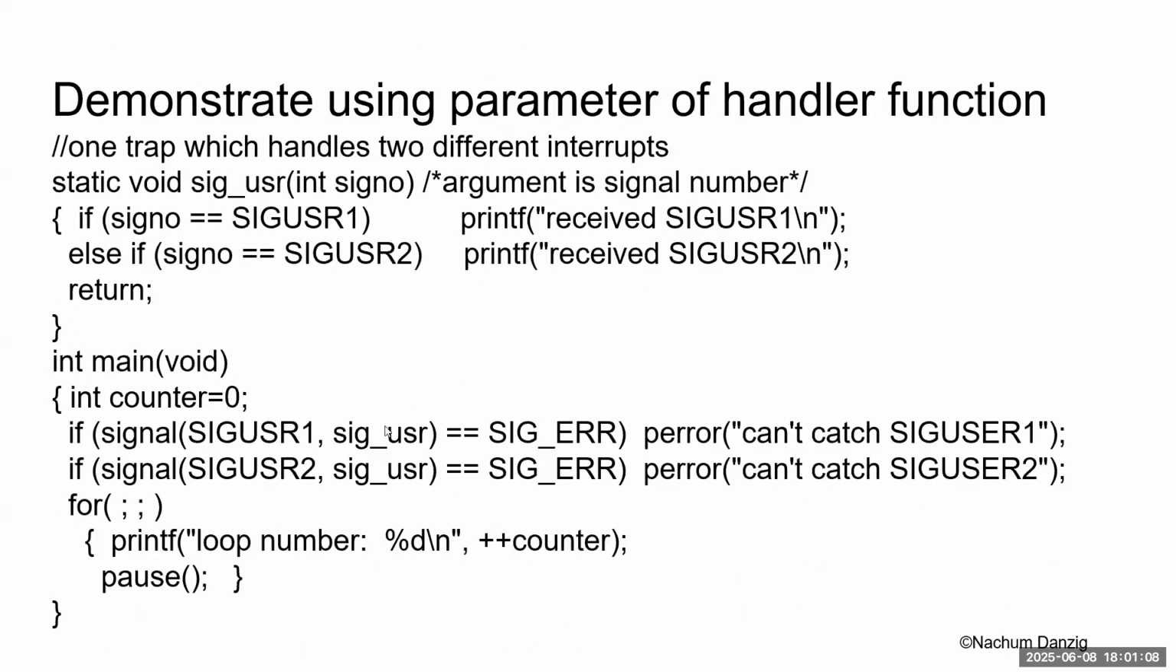So what am I doing with them? Instead of exiting, I'm doing the program sig user, and in this sig user, I'm going to check what's the number that I got. The number that I got will be either 16 or 17. If the sig number that I got is equal to sig user 1, which is 16, then print receive sig user 1. Else, if it's 17, then print receive sig user 2. And that's it. So you just see that I'm using the sig user number to differentiate.